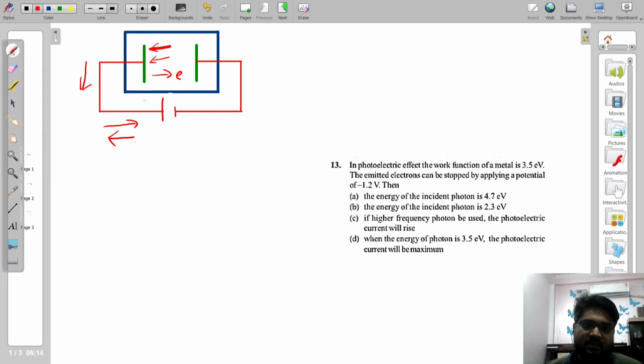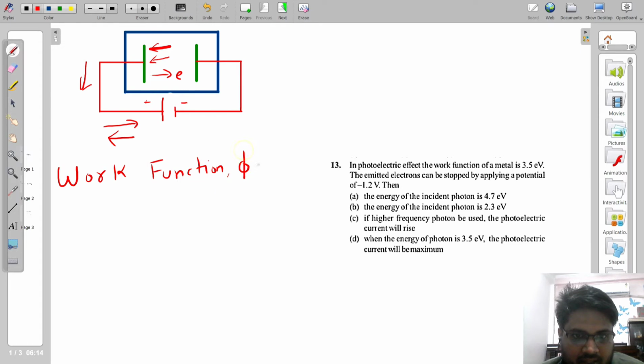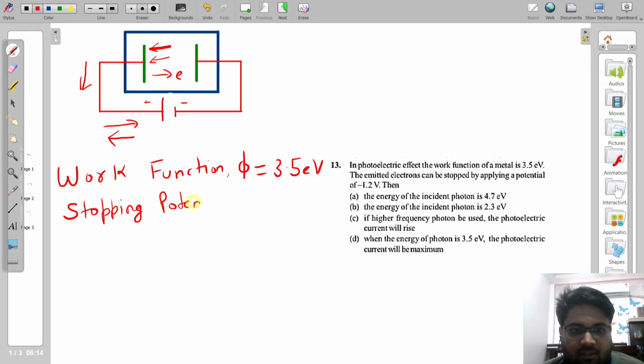So to stop the current, we apply a battery which gives current opposite to the direction of current. So here we have the battery, and in this way we have arranged the circuit, and in this way it can stop the flow of current. Now what is given in the question is work function, phi equal to 3.5 electron volt. Another value given is stopping potential, Vs equal to minus 1.2 volt.